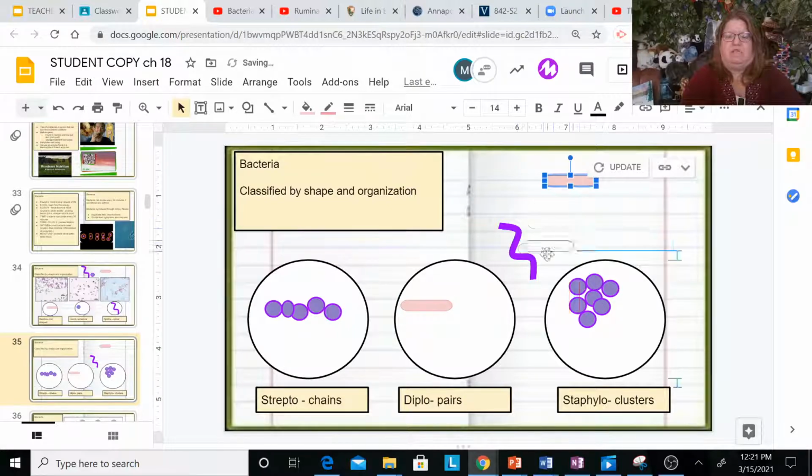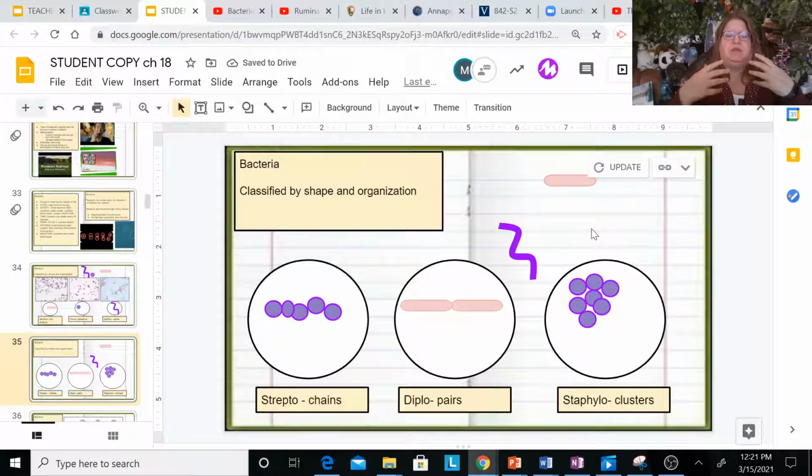And then diplo means we have a pair. And so if we saw these guys kind of linking up in pairs, that would tell us what they are.